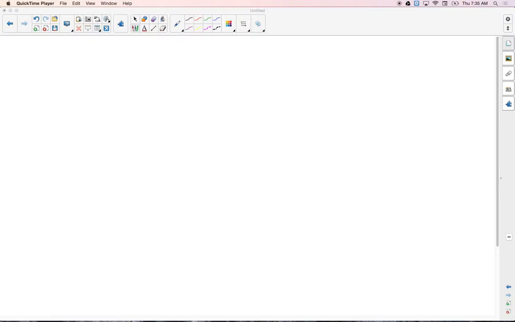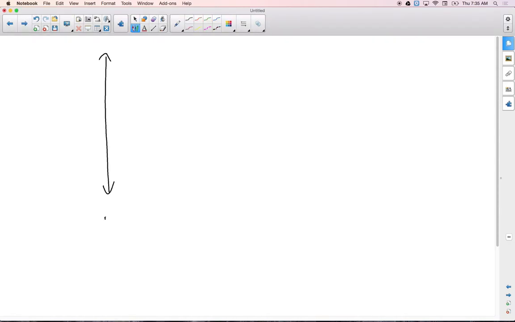Okay, number 31. I want to read this to you. It says, a line with slope m passes through the origin. Can anybody visualize that for me and tell me what you know about that? A line with slope m passes through the origin.